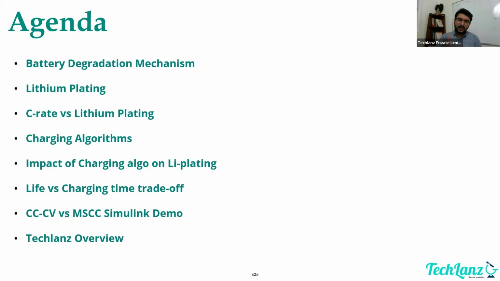And Lokesh will take you through a live demo where he'll show how these algorithms are built in the Simulink environment and how you simulate these. And we will end the session with TechLens' overview.